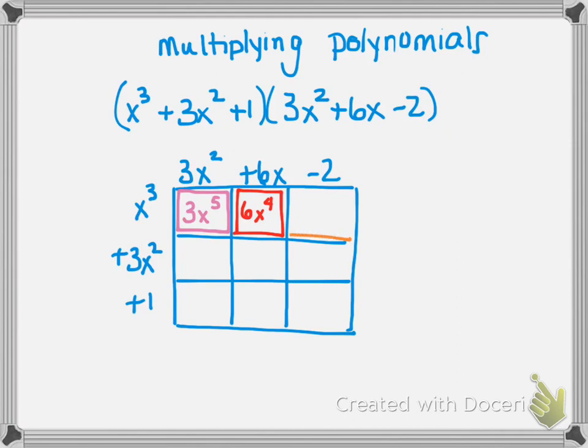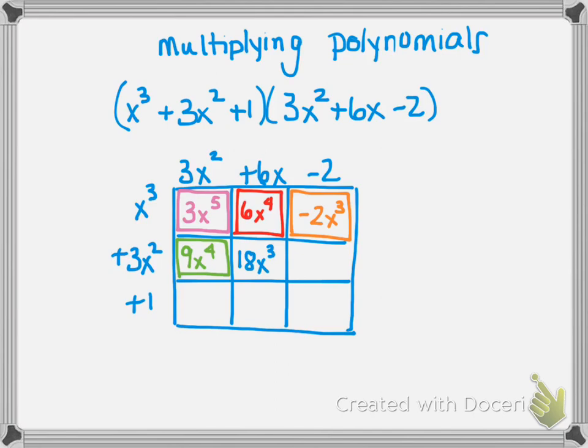I'm going to go ahead and multiply in this box. This would be negative 2 times x cubed, which is negative 2x cubed. I'm going to go ahead and multiply in this box. This would be 3x squared times 3x squared, which would be 9x to the 4th. I'm going to go ahead and multiply in this middle box here. This is going to be 6x multiplied by 3x squared, so this would be 18x cubed.